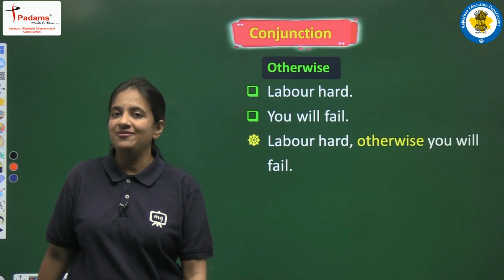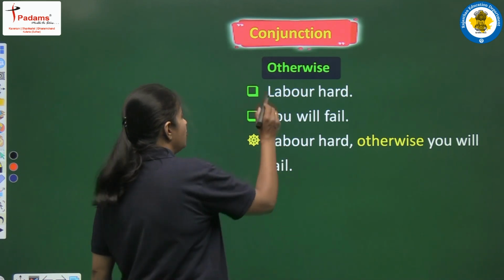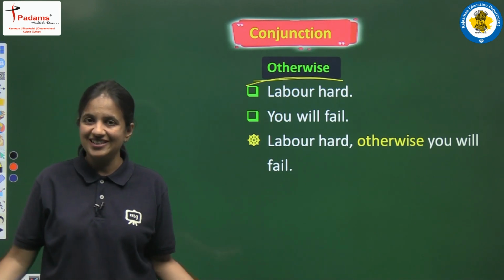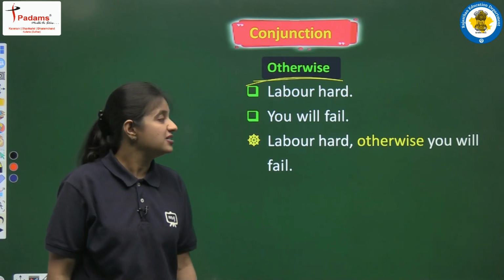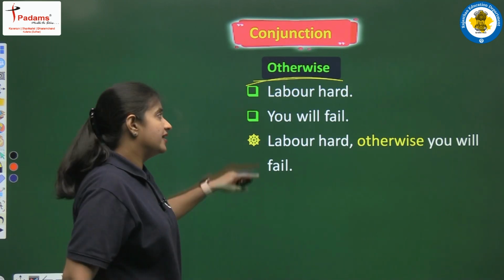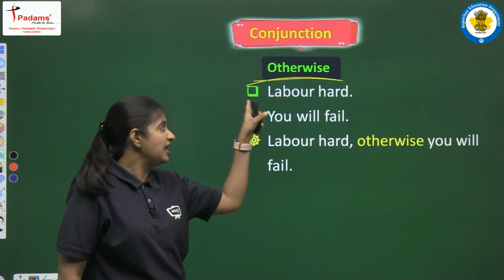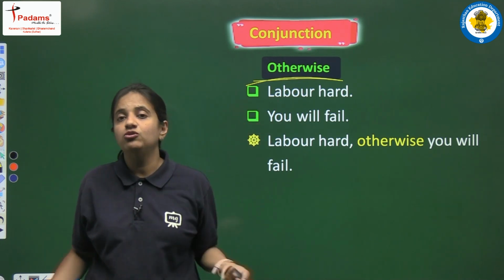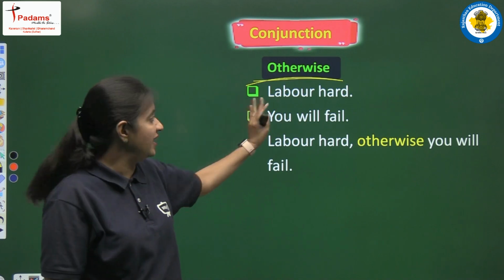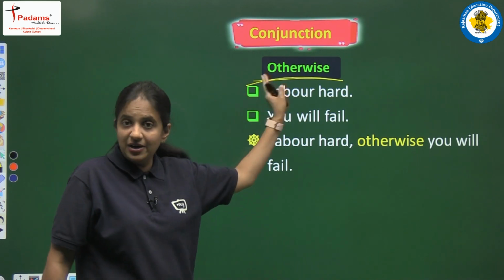Moving on, we have our new conjunction. Now we will talk about otherwise. Again, it's one of the conjunctions. So let's see how this conjunction, otherwise, is used in a sentence. Again we have to do the same thing. We have two different sentences and we have to combine them using otherwise. So let's see. We have labor hard.